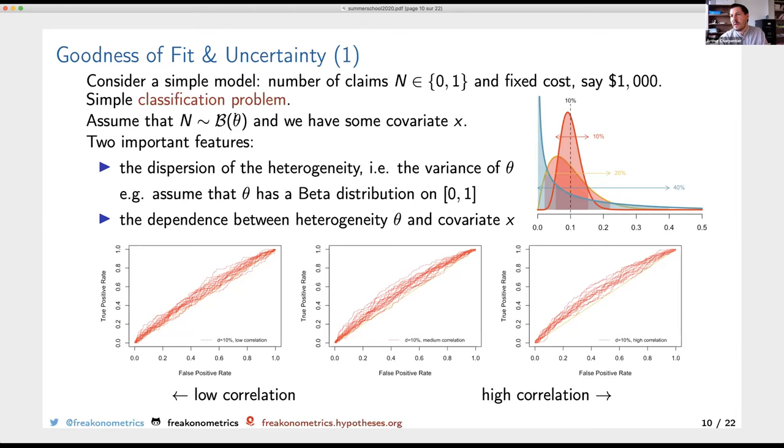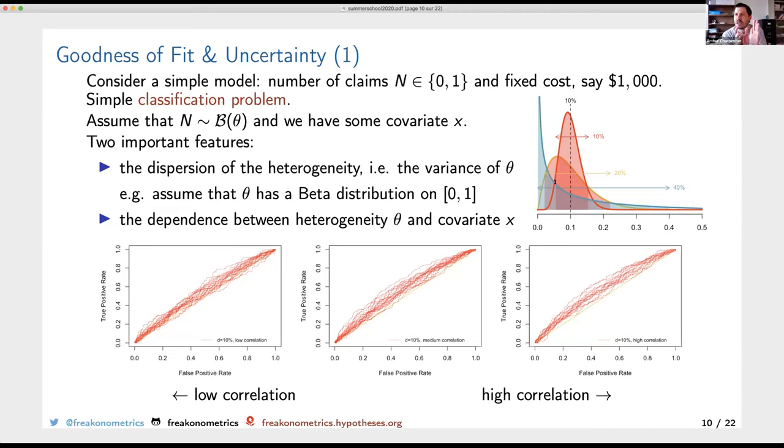So theta is my probability, basically. If everyone has a different underlying probability to get a claim, and it will be different, here I'm going to use more Bayesian techniques. So I'm going to assume that theta has a distribution. So we got the very homogeneous portfolio, which is the red curve.